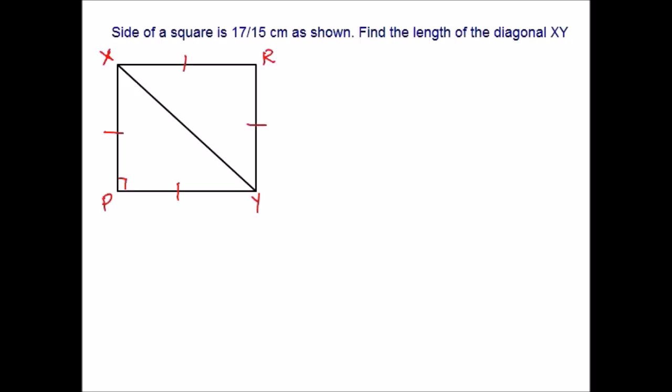Here is the next example. The side of a square is 17 over 15 centimeter as shown. This is a fraction. We are supposed to find the length of the diagonal now.